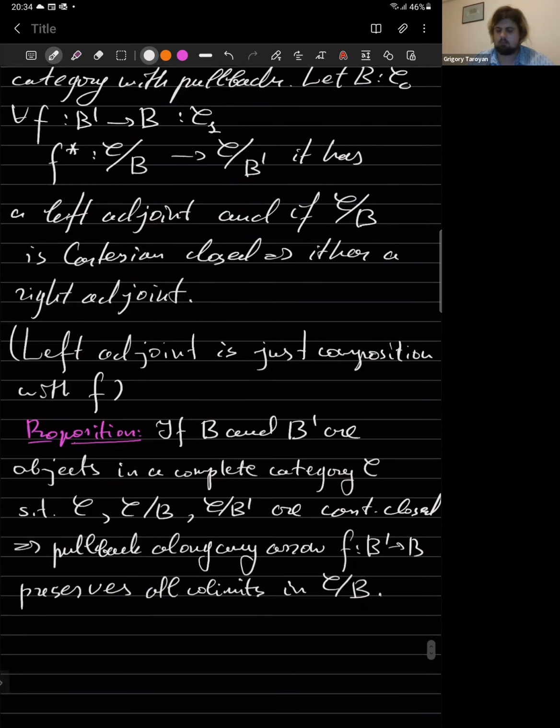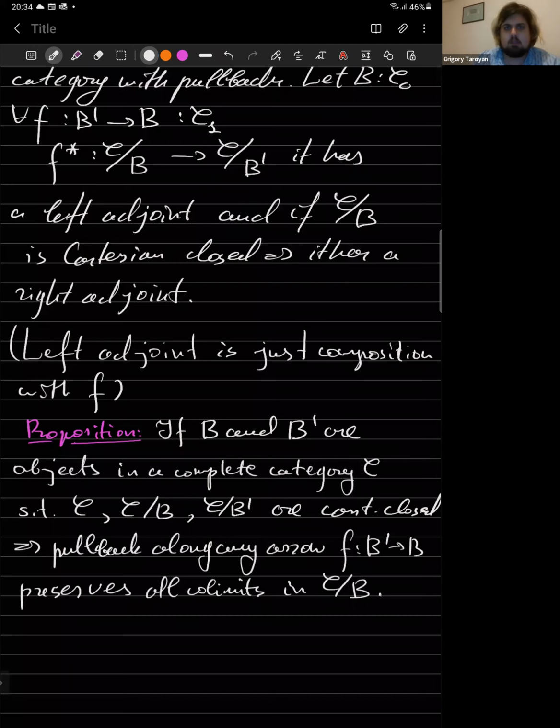Yeah, so this is obviously deduced by observing that we have the right adjoint in the case of Cartesian closed category, Cartesian closed category C over B. So this adjointness then implies preservation of colimits.